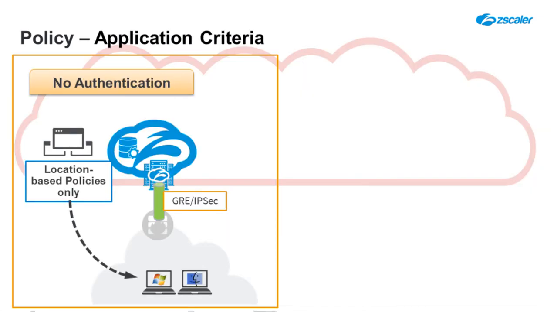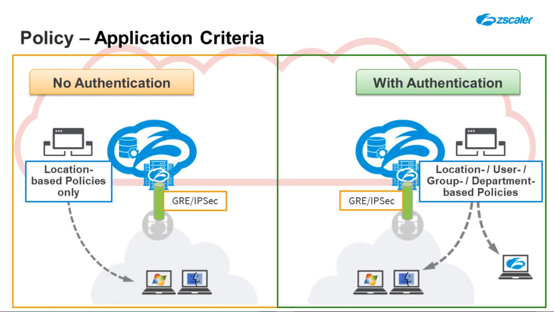When a site is connected to Zscaler via an IPsec or GRE tunnel, we consider that a location. You can apply policies based on a location, including different IP subnets of a location, without requiring individual user authentication, since we know to whom the traffic belongs. If you also want to apply policies based on individual users, groups, or departments, you can enable authentication for a location. Systems that cannot authenticate, like Internet of Things devices, will use location-based policies.